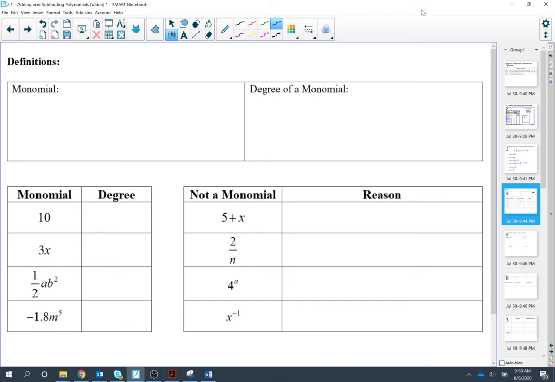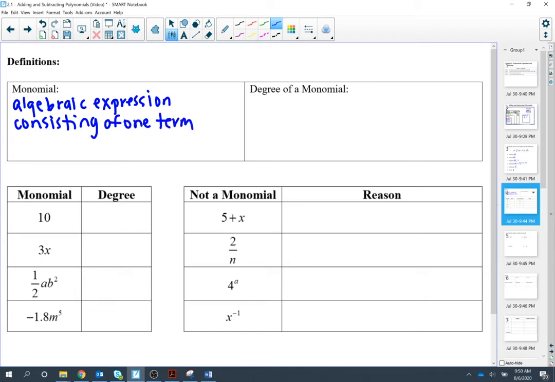Okay, ladies and gentlemen, now that we have gone over our real numbers and we remember what numbers are, we're going to start looking into this idea of a polynomial. Before we get into a polynomial, poly means many, okay? Nomial of sorts means terms, and we're going to go over all of that, but we're going to look at a monomial, okay? And a monomial is an algebraic expression consisting of one term.